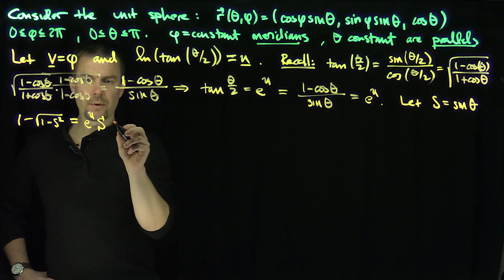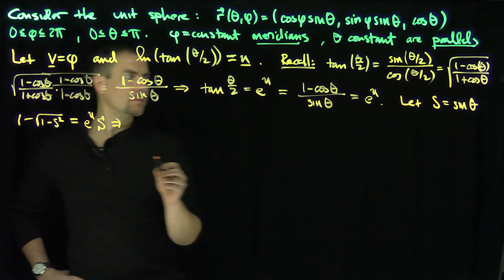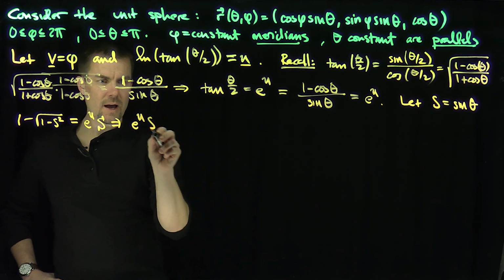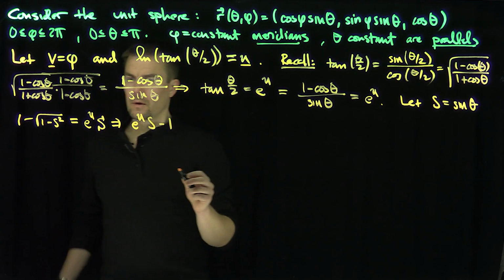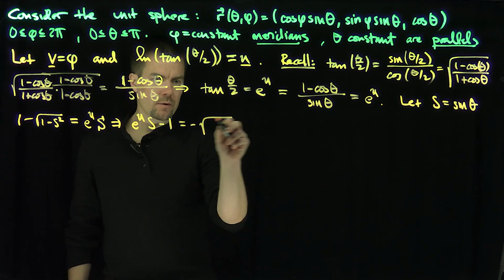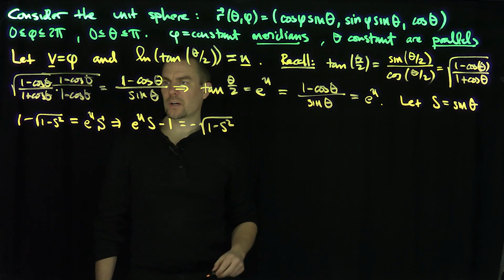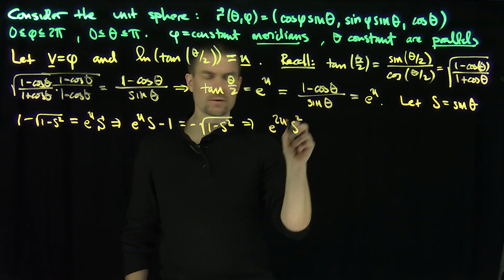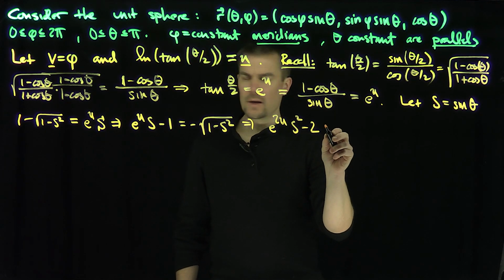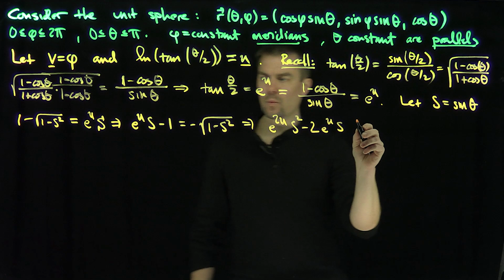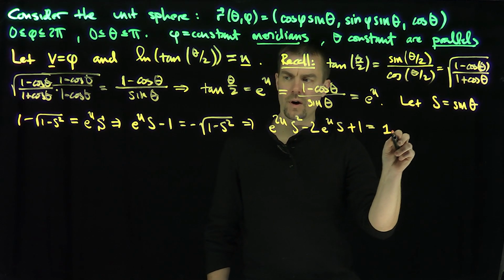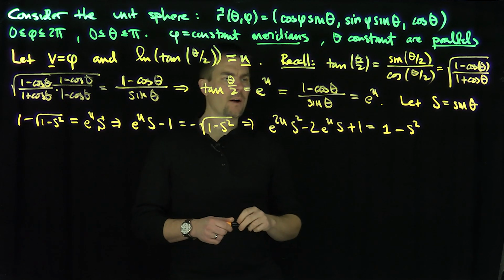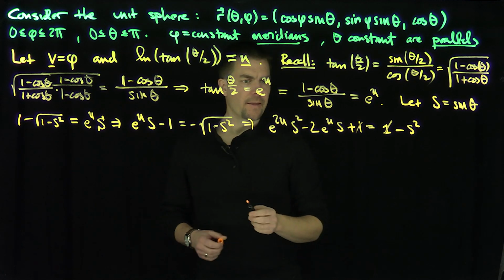And so what we'll do is the following. I'm going to write this as e to the u s minus 1 is equal to negative square root of 1 minus s squared, just by subtracting the 1. And therefore we get e to the 2u s squared minus 2 e to the u s plus 1 is equal to 1 minus s squared. Good. And so now of course the 1s are going to cancel out over here, and then that allows me to write the following.